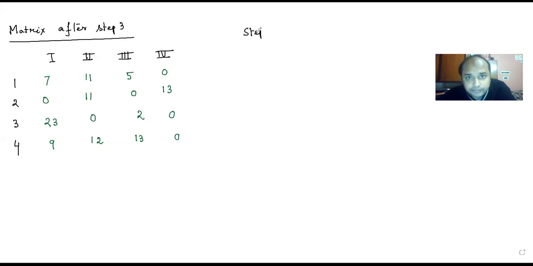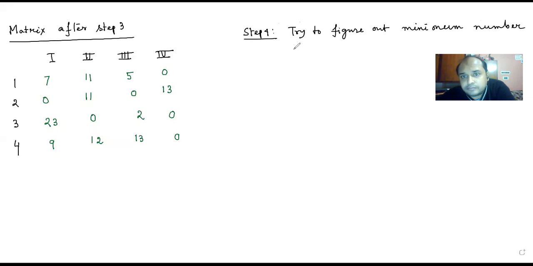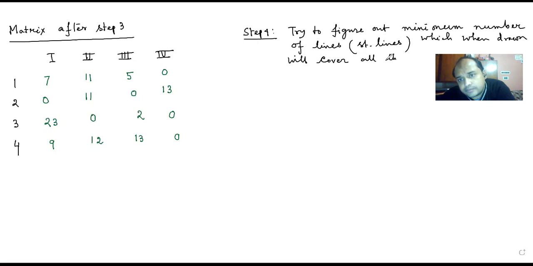So in step number 4, we write the following. Try to figure out the minimum number of lines. Lines means straight lines, which when drawn will cover all the zeros.